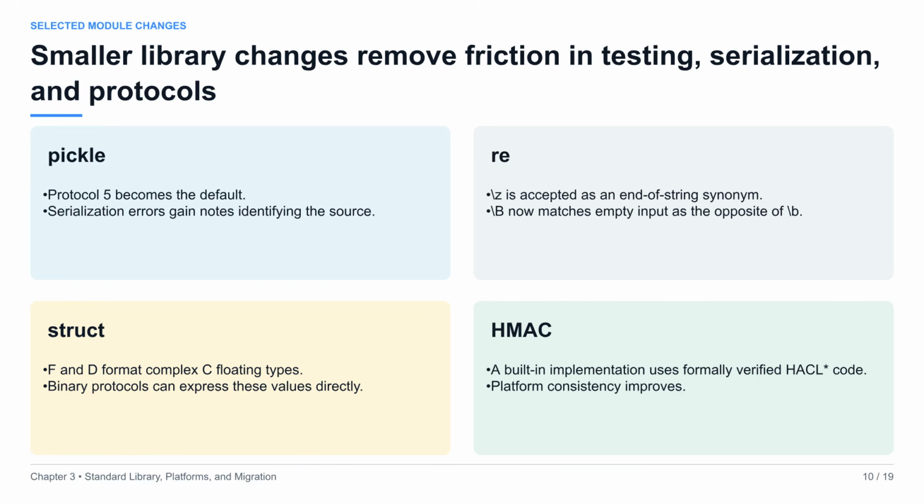Python 3.14 contains many focused library changes. Pickle protocol 5 becomes the default, and error notes can identify where serialization failed. Regular expressions accept \z as an unambiguous end-of-string marker, while \B now behaves as the logical opposite of a word boundary even for empty input. The struct module adds complex floating formats matching C types. Hash-based message authentication code, or HMAC, gains a built-in implementation based on formally verified HACL* code. Each change is small, but exact output tests, stored serialized data, and cross-language protocols should be exercised during an upgrade.